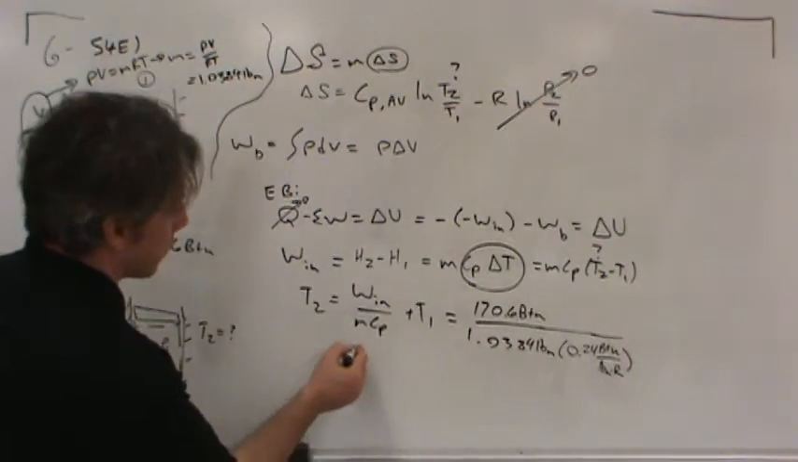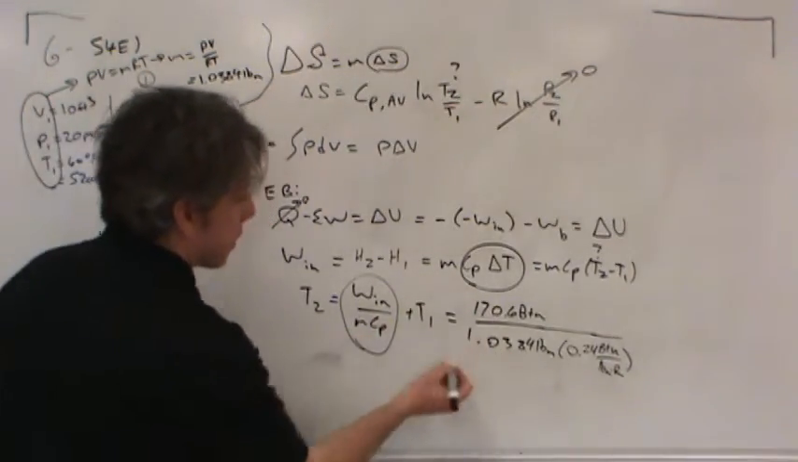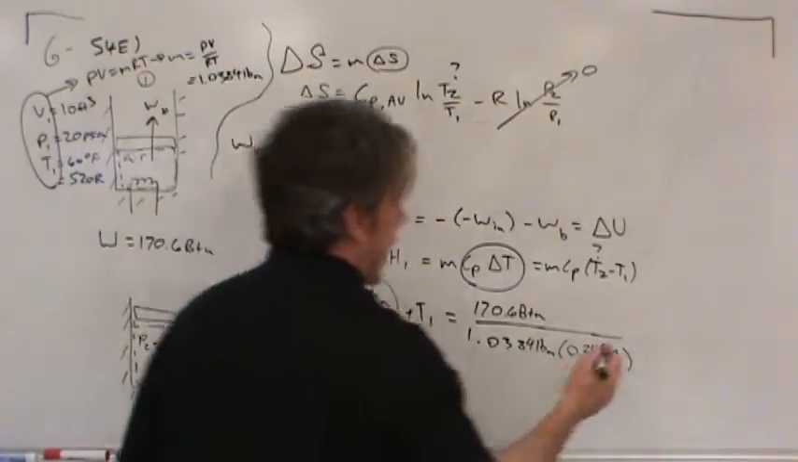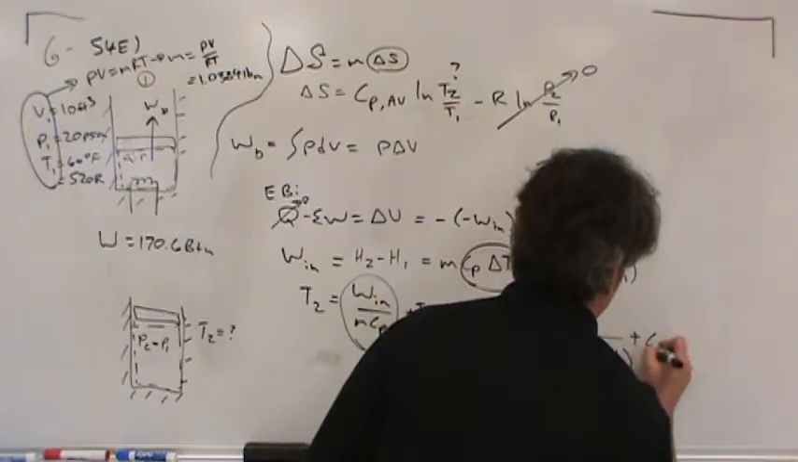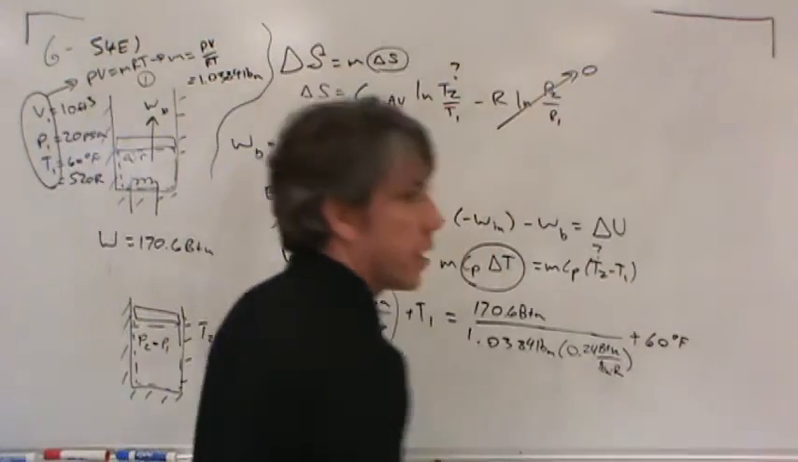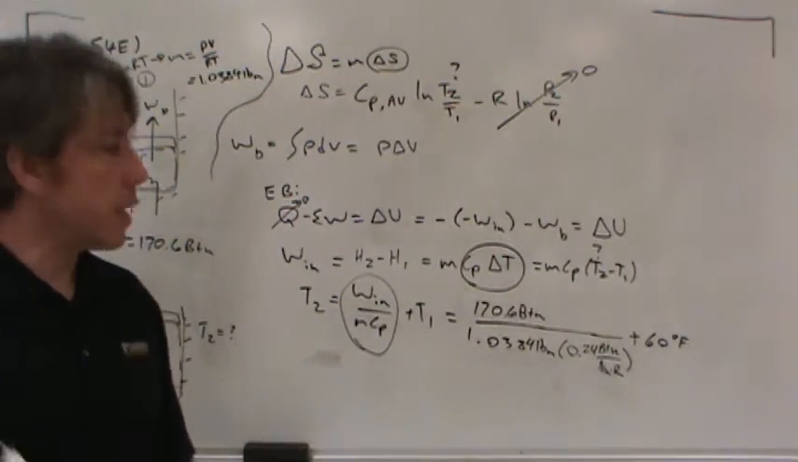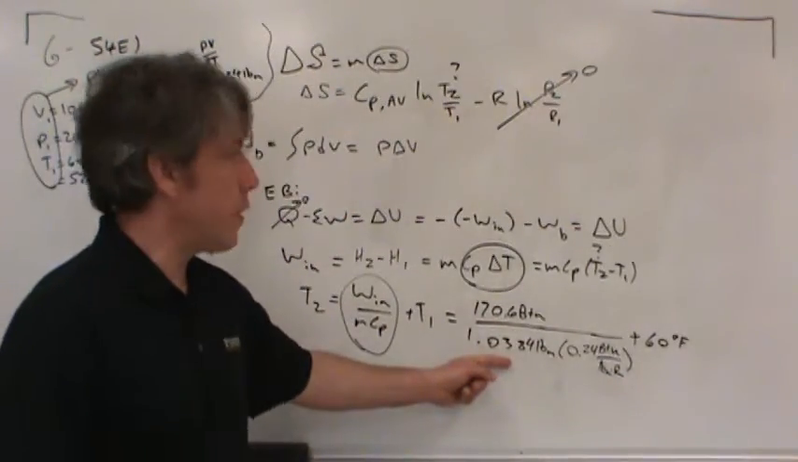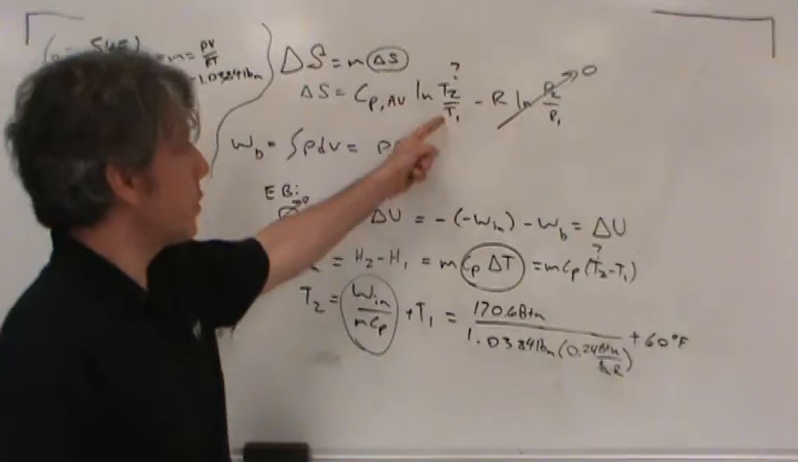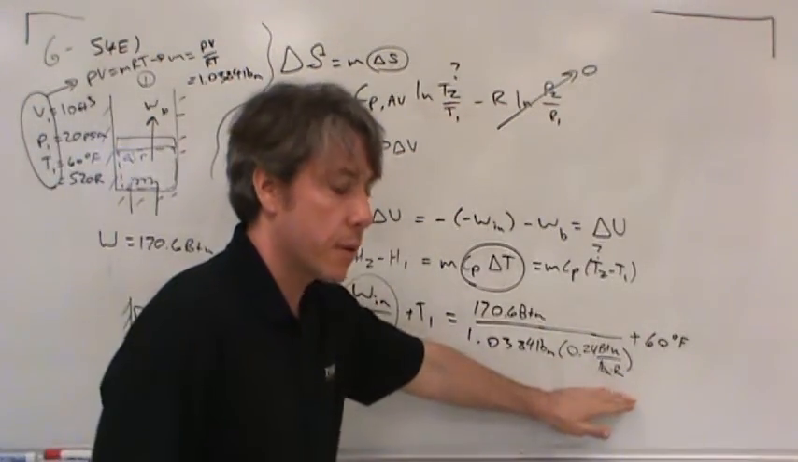What we've done so far is we've taken care of this bit. We've got the work in, the mass, and the heat capacity. We have to add to that T1. T1 is just 60 degrees Fahrenheit. Have I made a mistake? I have not made a mistake yet because this is just the change in temperature. Now if I want to use these temperatures later in this ratio, then I will have to change to Rankine. Right now it doesn't matter. Okay?